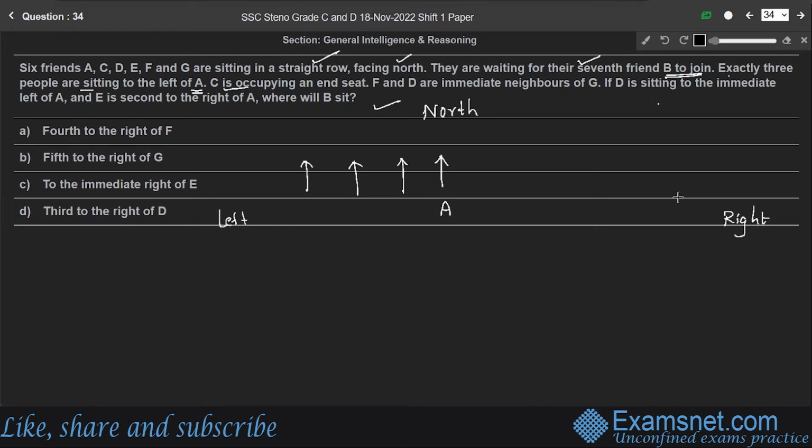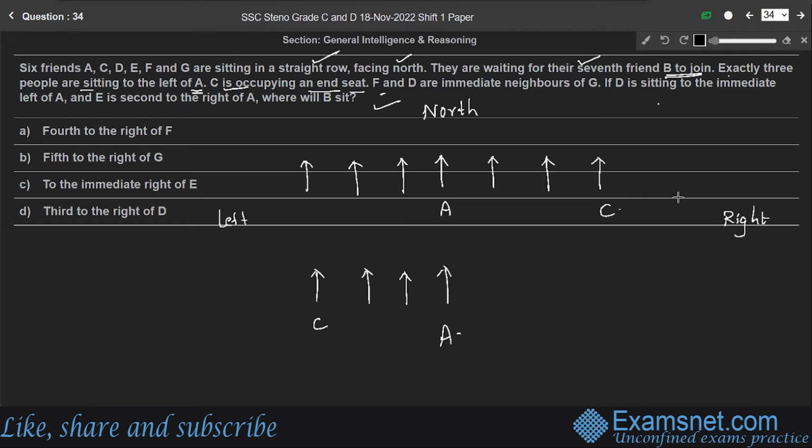Then C is occupying an end seat. It may be left hand or right hand. So we'll consider C's position as the left end here. There are totally 7 people. In the first case, C will be sitting at the rightmost end. We have 2 cases now. In the second case, the fourth person is A here.